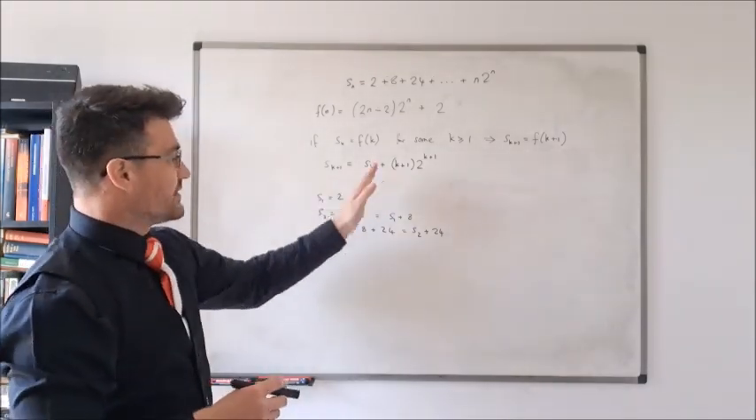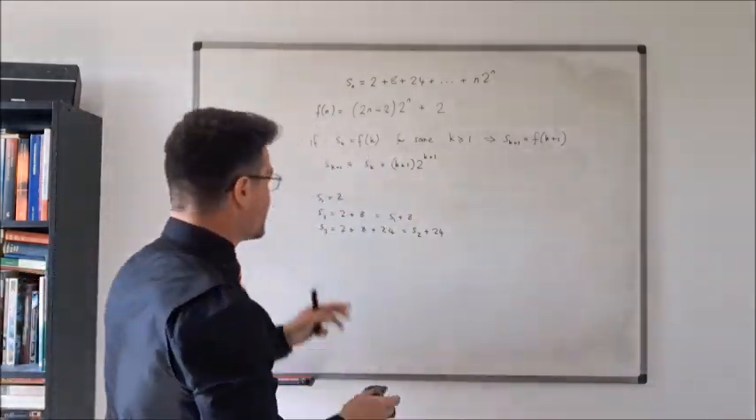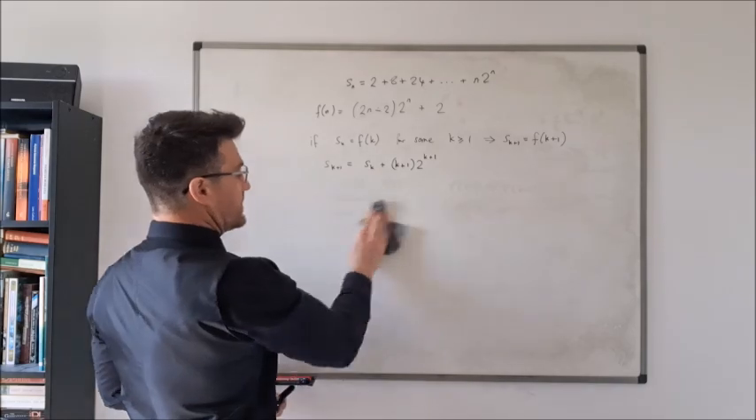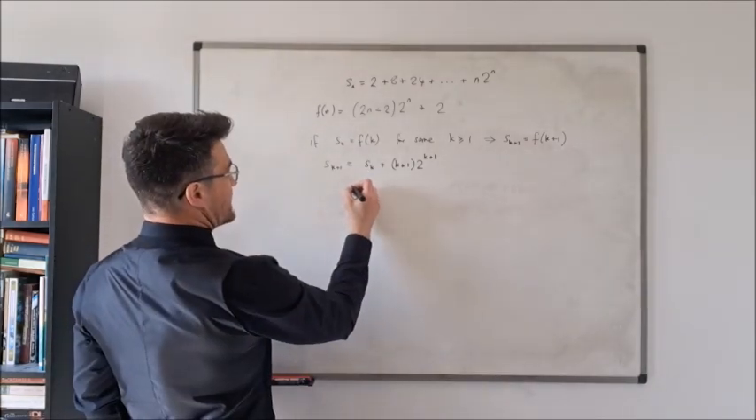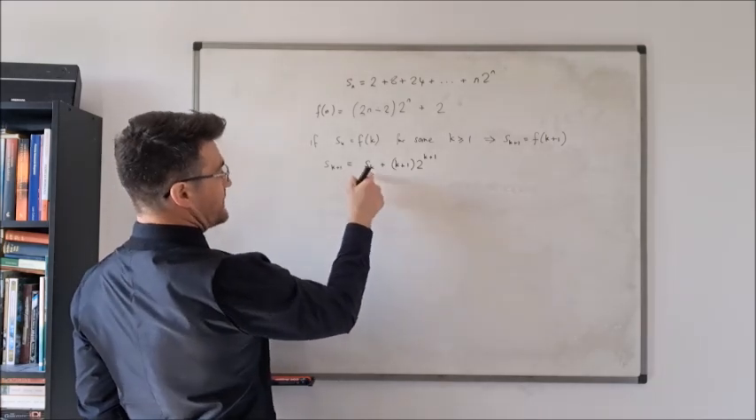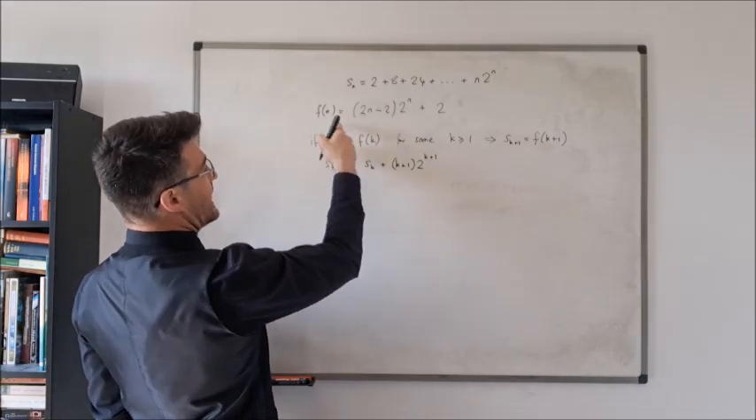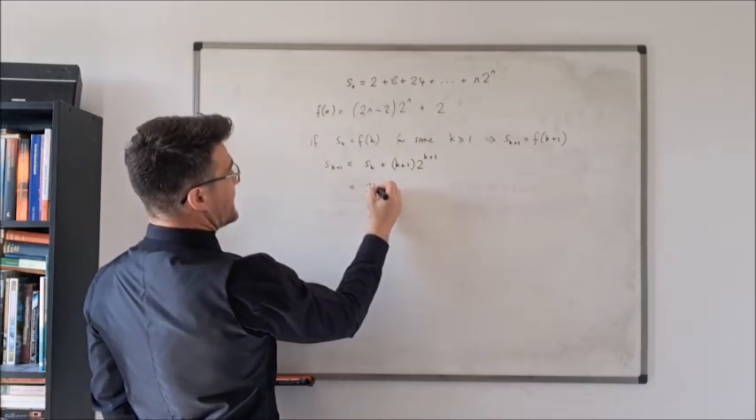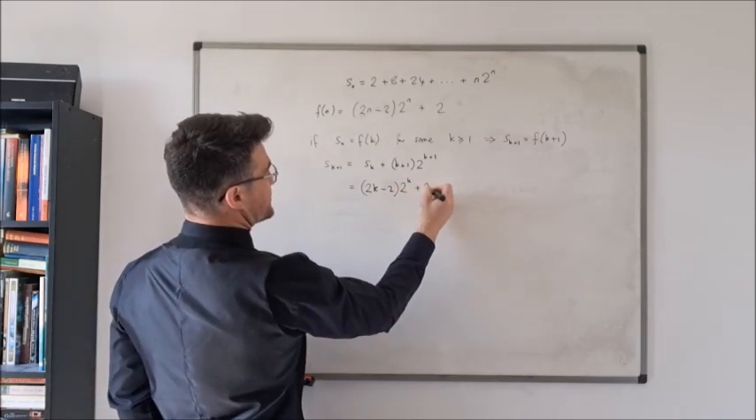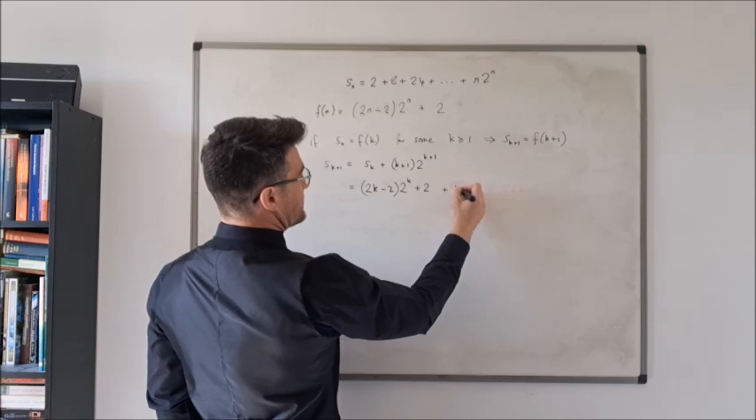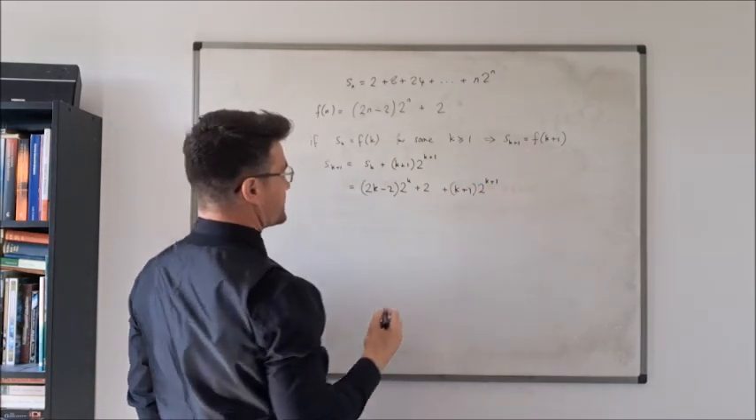So then adding on that final term to sk will give me sk plus 1. So that's where this relationship is coming from, if it's not obvious. Okay, so this is equal to then f of k, because by assumption s of k is equal to f of k. But we know that f of k is equal to 2k minus 2 times 2 to the power of k plus 2 plus k plus 1 times 2 to the power of k plus 1.